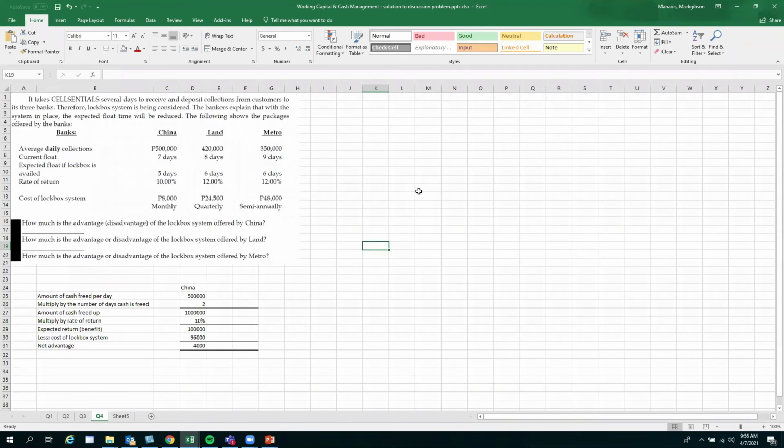Kay China muna. Sabi, average daily collection, 500,000. Current float, 7 days. Current float, ito nga yung length of time na yung collection mo will just stay, sabi natin, sa drawer mo kasi hindi mo naman agad na-deposit, no? Expected float if lockbox is availed, ito na lang yung floating time, meaning ito na lang yung natitirang time na hindi talaga na ipapasok yung amount doon sa bank balance mo. So remember, currently, nung wala yung lockbox system, it's 7 days. Nung nagkaroon na ng lockbox system, it becomes 5 days. Okay? Rate of return, so, well, that's the interest rate of return, 10%.